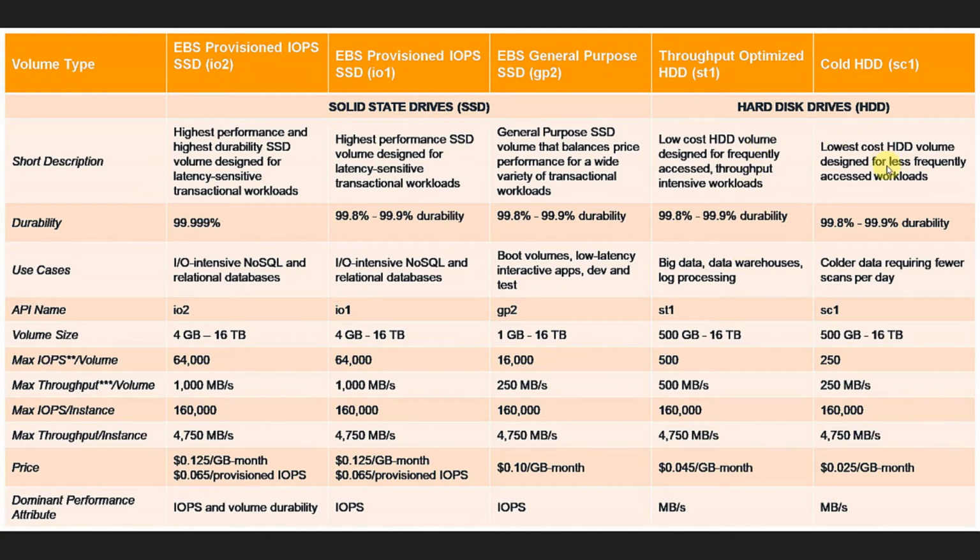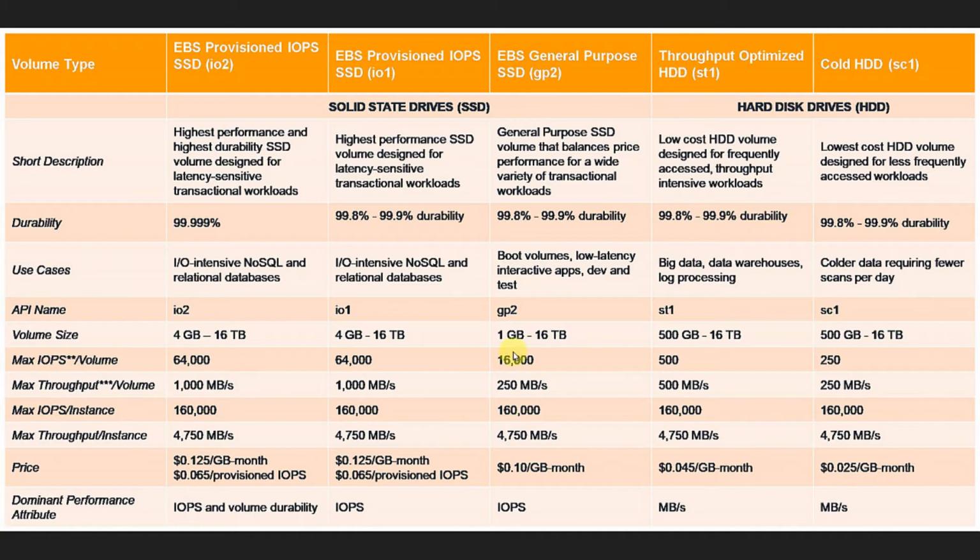And the lowest class is the SC1. It's good for infrequently accessed data such as home directories of users. It's the cheapest. Now, if you look at performance characteristics, there is volume characteristics in terms of IOPS and throughput, and then there is instance characteristics in terms of IOPS and throughput. Now, note that you can attach multiple volumes to an instance.